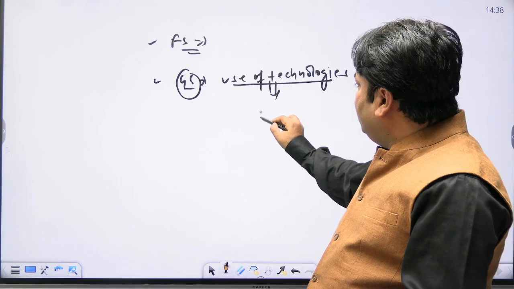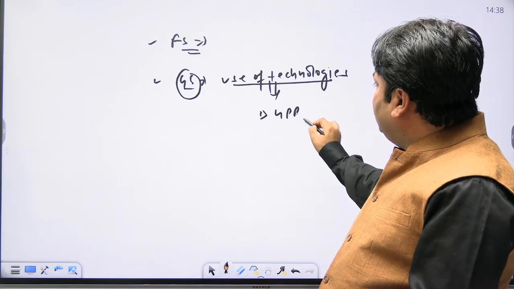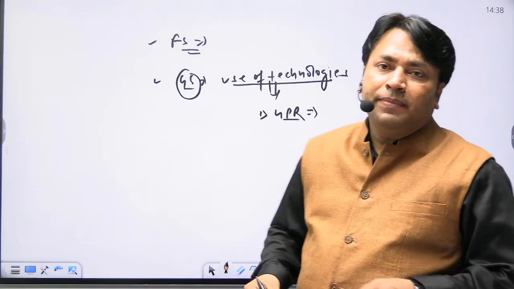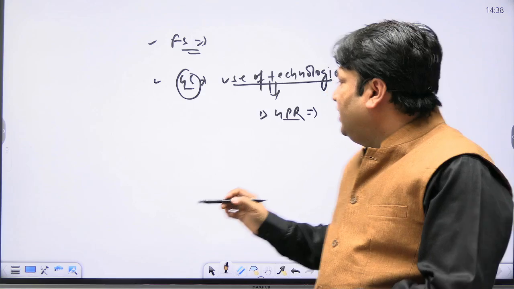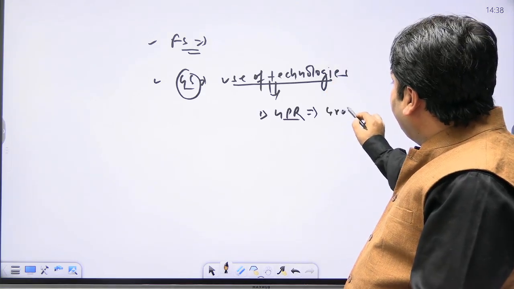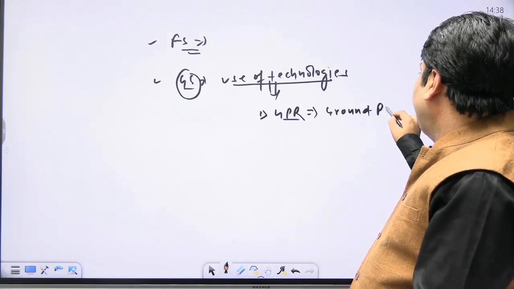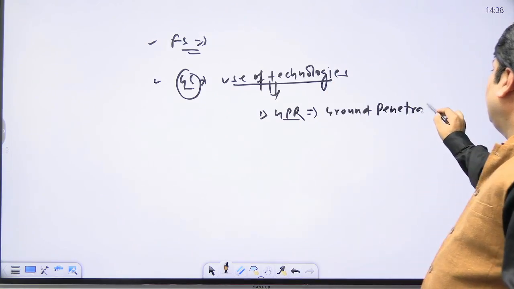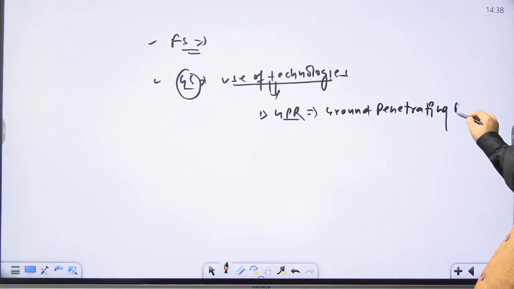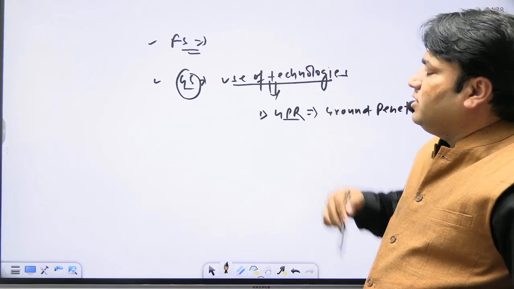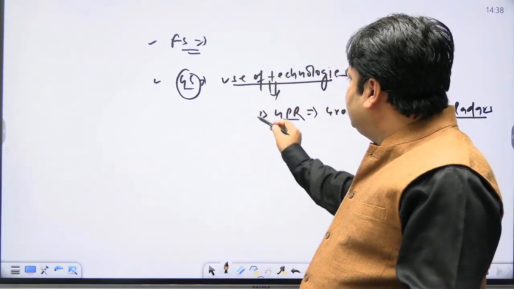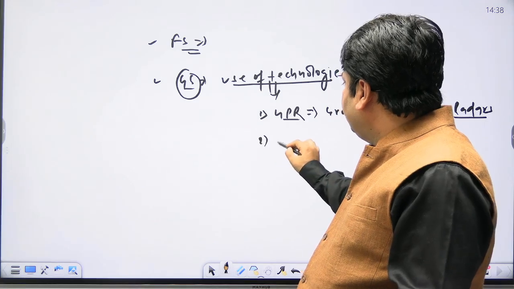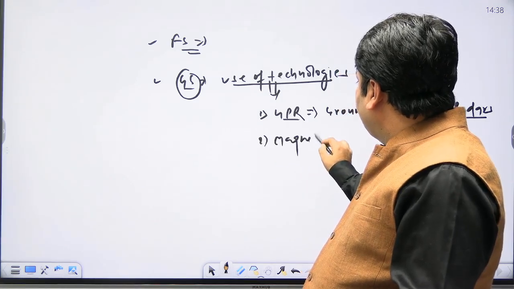For example, one technology here is GPR. And what is GPR? GPR simply means ground penetrating radars. So these are also used for geophysical surveys. In the same way, there is another important technology that is called magnetometry.